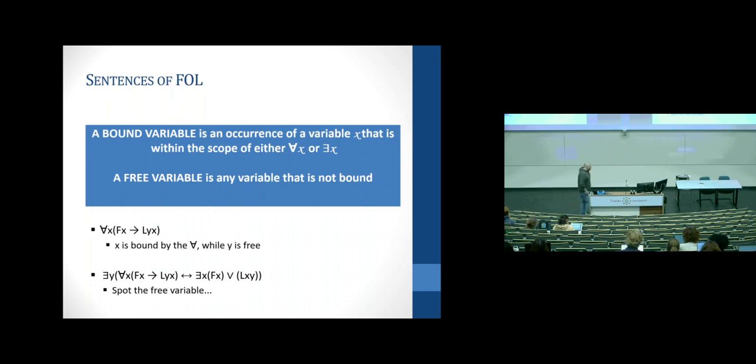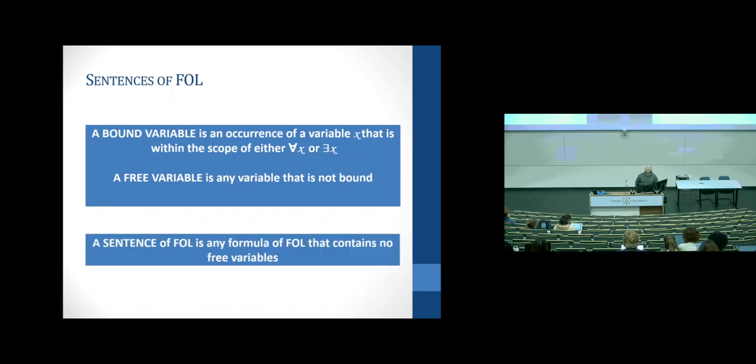So, why do we care about free variables or bound variables? The last little bit here, a sentence of FOL is any formula that contains no free variables. Basically, for every variable, we've got an associated function if we need them. Otherwise, we've just got names.